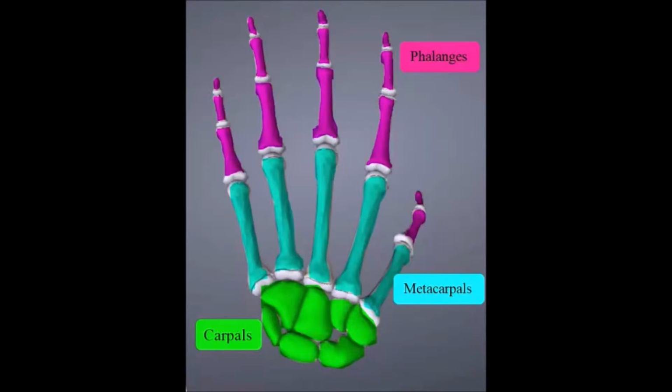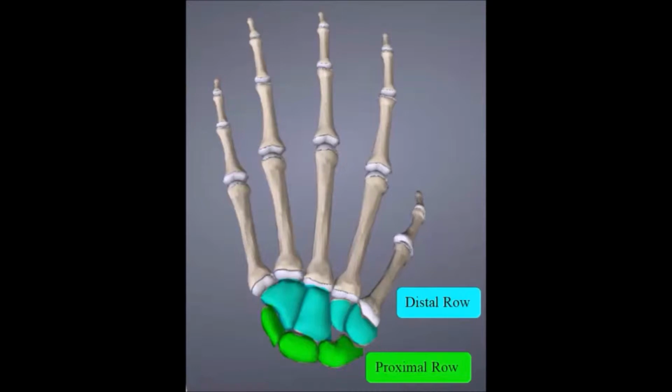The hand is made up of 3 types of bones: carpals, metacarpals, and phalanges. There are 8 small carpal bones that make up the base of the hand. They are arranged in 2 rows, the proximal row and the distal row.